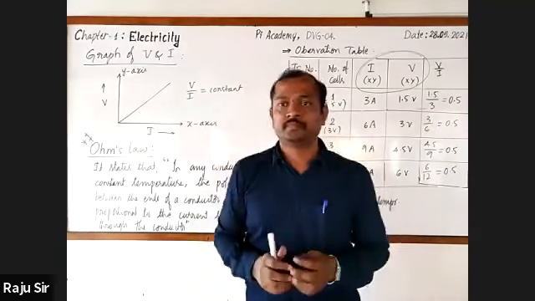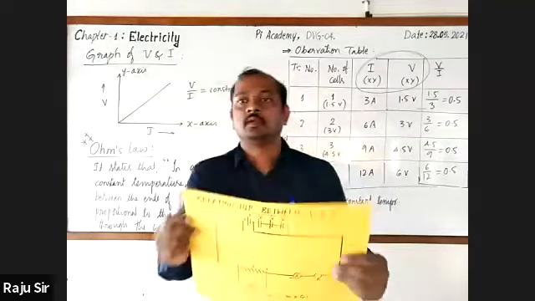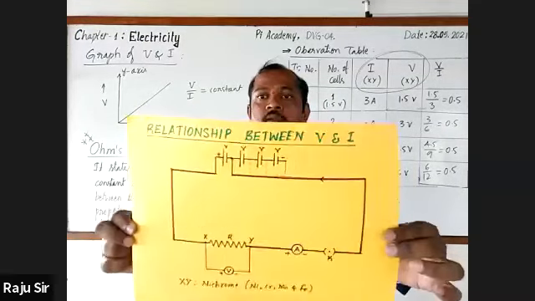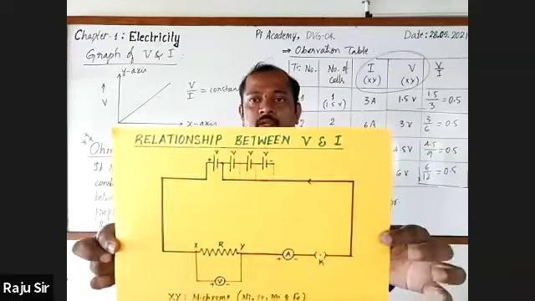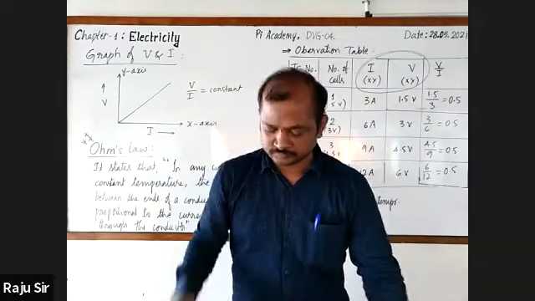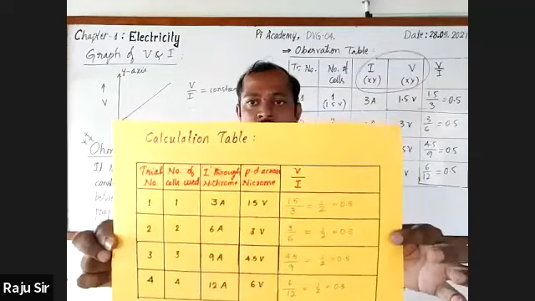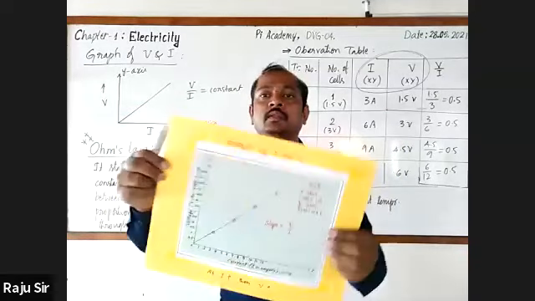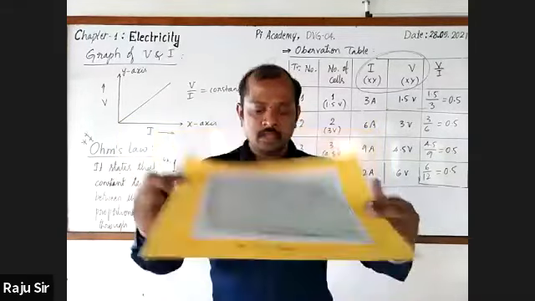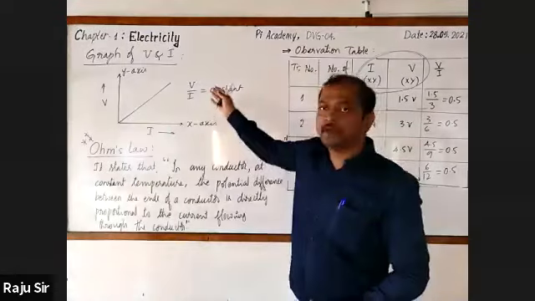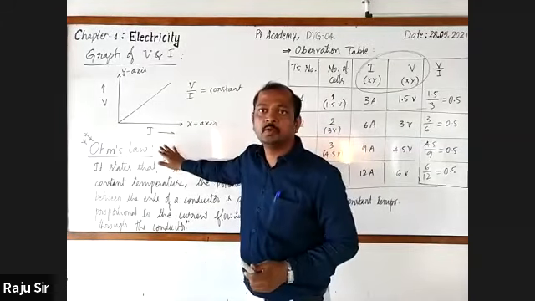Okay. Listen to me. You must learn the circuit diagram which is used for verifying Ohm's law, or to know the relationship between V and I. It should be practiced. And in today's worksheet, I will give you the readings as well. For the readings, you have to draw the graph of V and I, so that its nature is a straight line. And using the graph, you have to find the V by I ratio. And without fail, you have to learn Ohm's law as well.